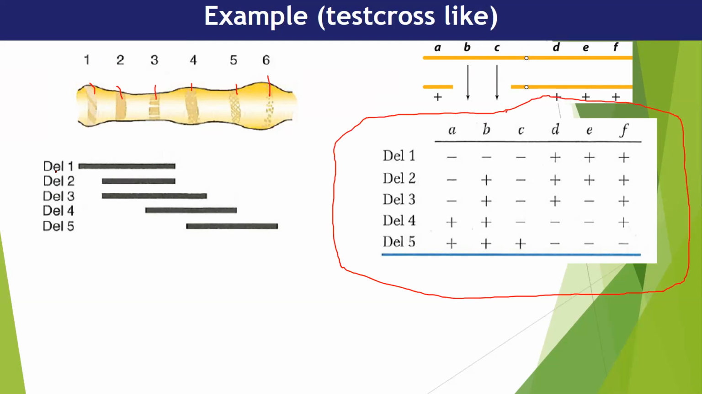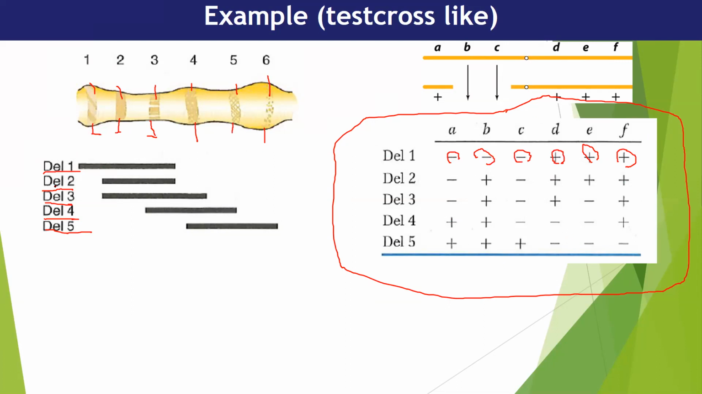So we have deletion 1. This is the first mutant line, then deletion 2, deletion 3, deletion 4, and deletion 5. And we go based on the deletion region and the phenotypes. For example, for deletion 1, we see wild type for genes D, E, F, but mutant for A, B, C. Then immediately we know, okay, so these 3 regions should be A, B, C, and these should be D, E, F, right? But which one is A, which one is B, we don't know. So we need more information to help us, right?